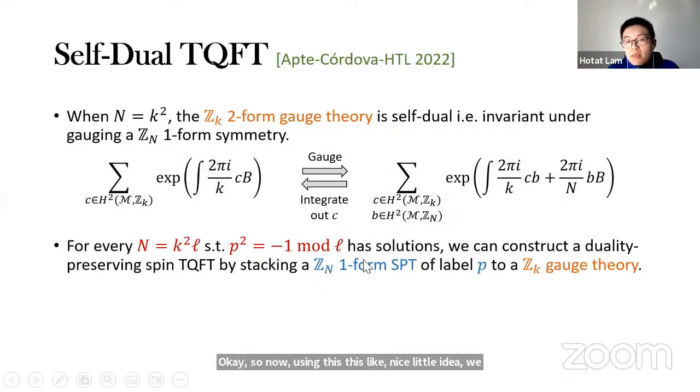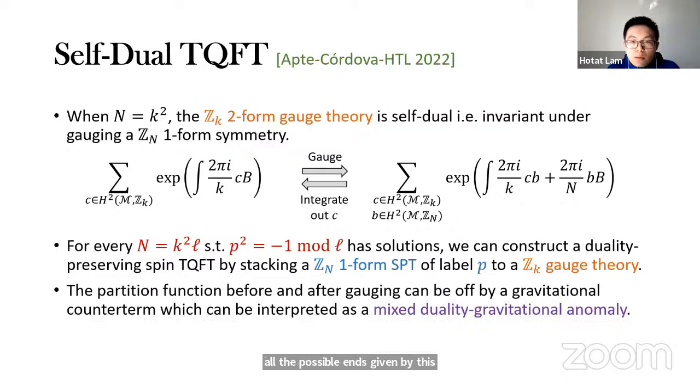Okay, so now using this nice little idea, we can imagine that we take a Z_k gauge theory and we stack some Z_N one-form SPT on top of it. Then we define some non-trivial SET, and in fact we can use it to construct a duality preserving SET. Such a duality preserving SET exists only if N takes the following form: N can be written as k squared times L, and there are also non-trivial solutions to the condition that already appeared before, that p squared equals -1 mod L. If such a condition can be solved, then we just stack a Z_N one-form SPT labeled by p with the Z_k gauge theory to get a self-dual TQFT. Okay, so this is an explicit construction that works for all possible N given by this.